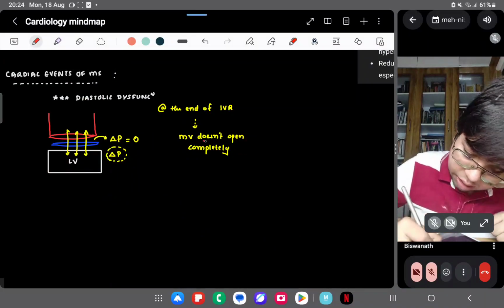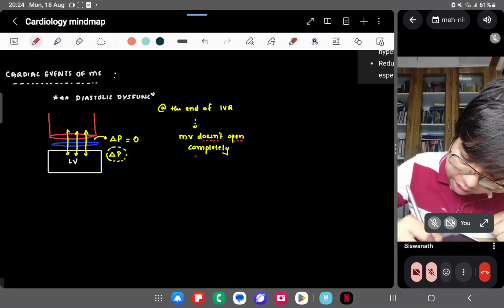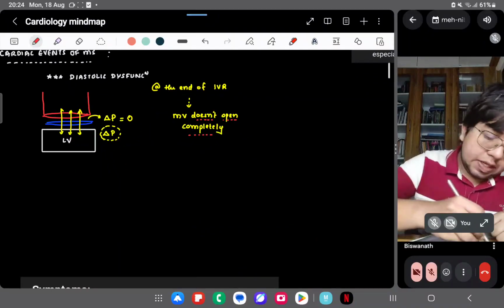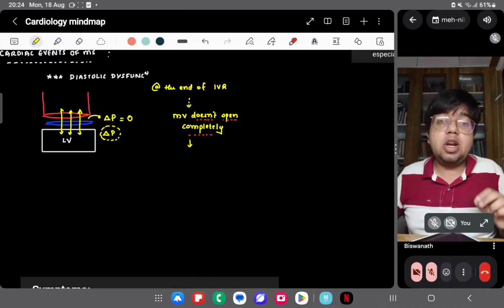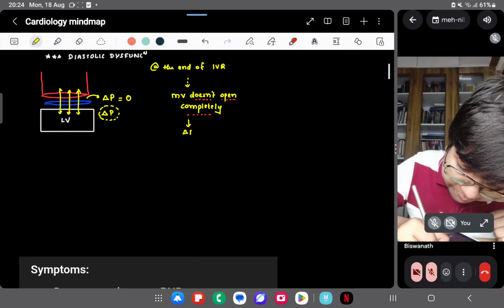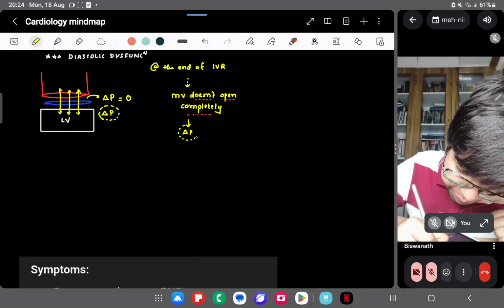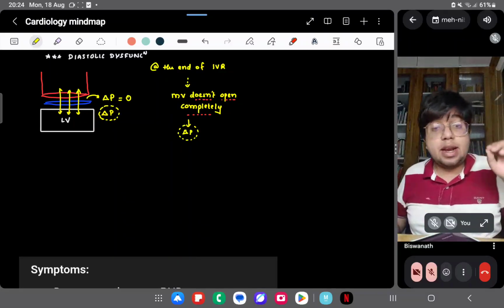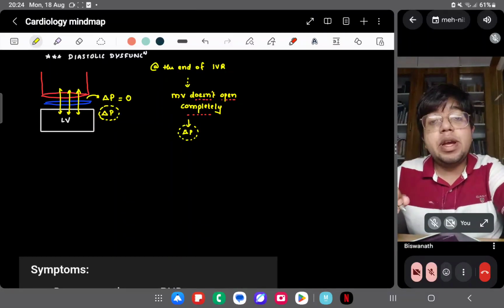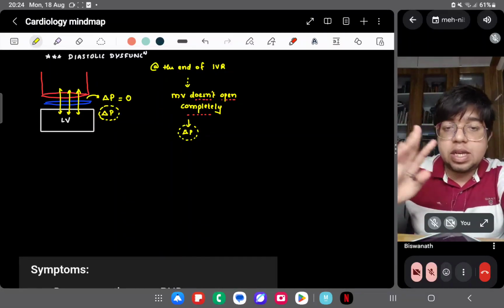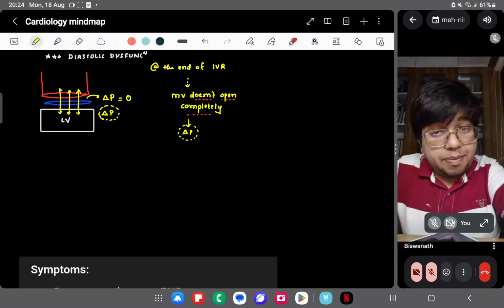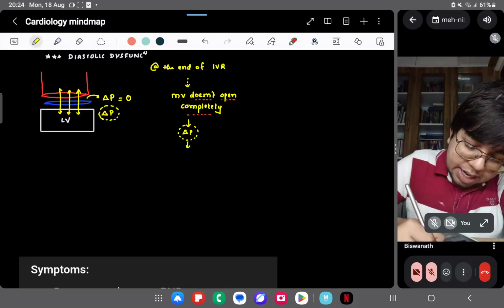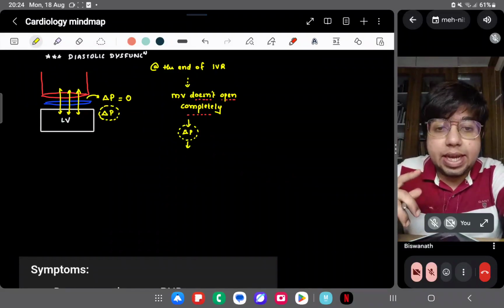Mitral valve doesn't open completely. If this mitral valve doesn't open completely, then we have a pressure gradient which is developed. There is a delta P, a pressure gradient, which would not be there if the valve was opening completely. So if there is a delta P here, and this delta P is basically increasing.